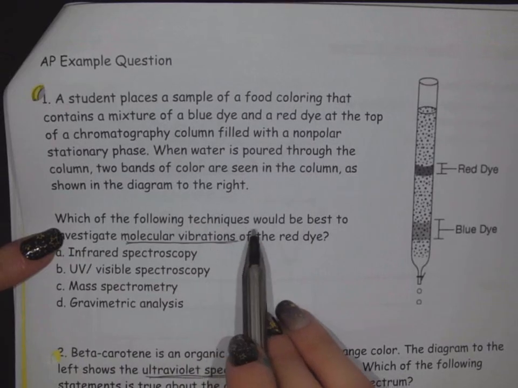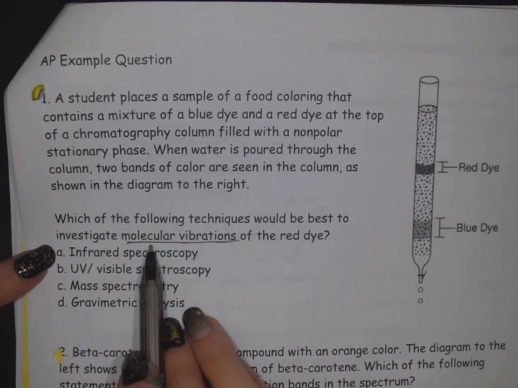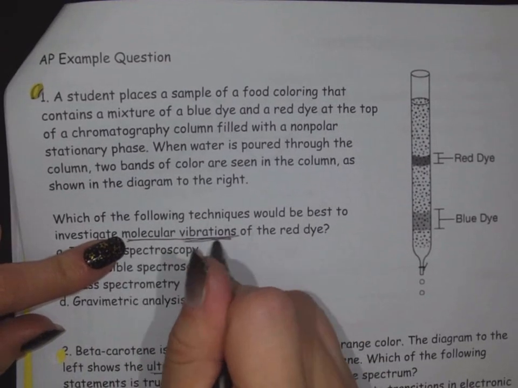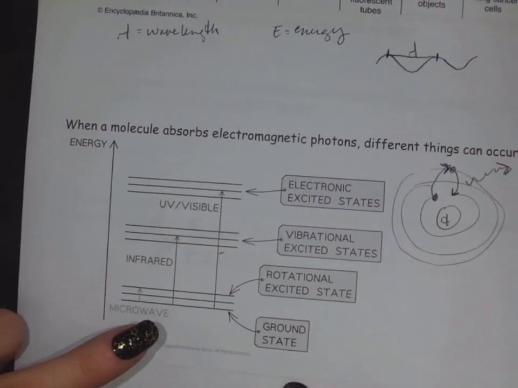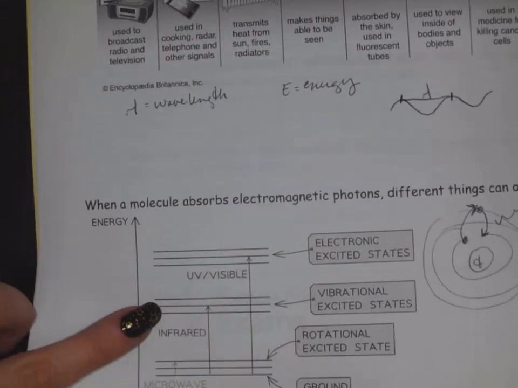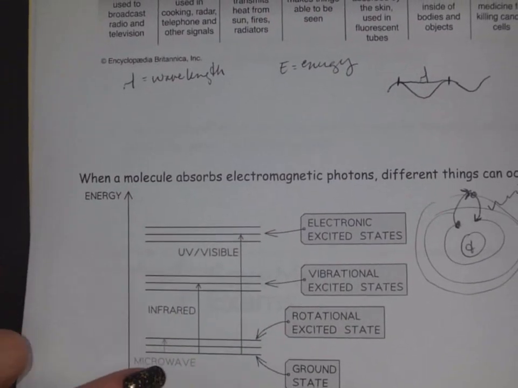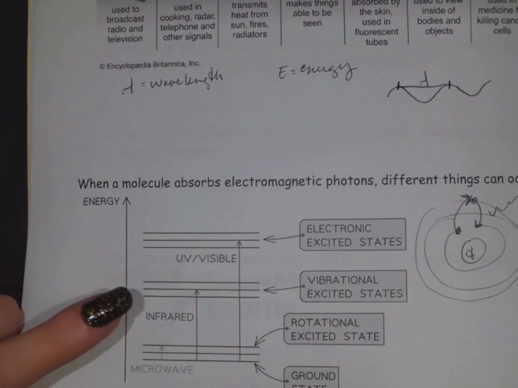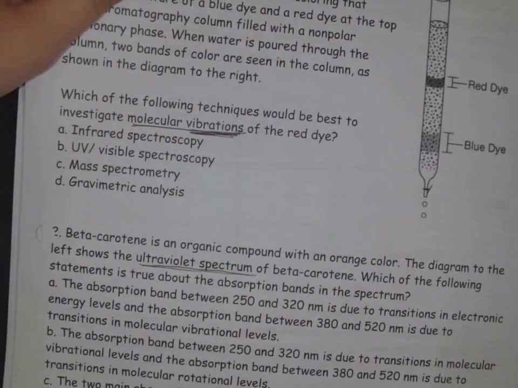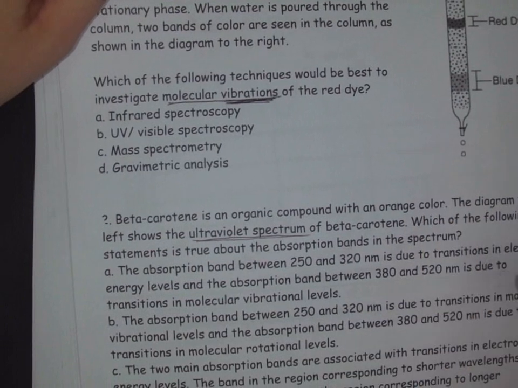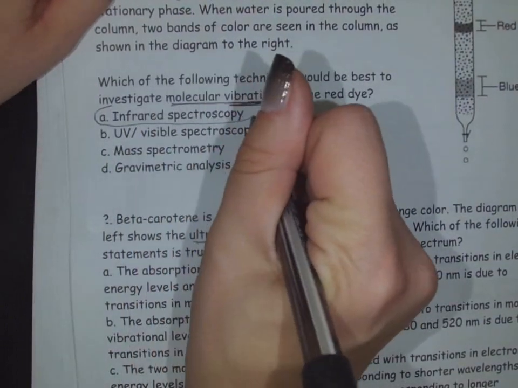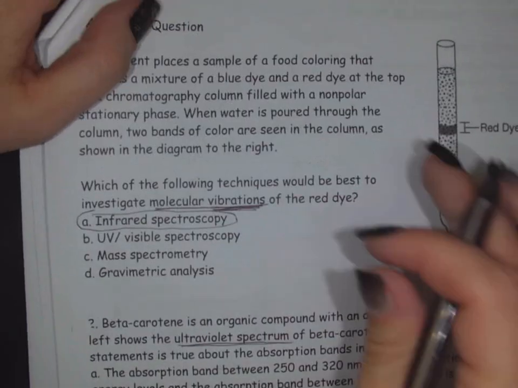Which of the following techniques would be best to investigate molecular vibrations? Oh, wait, vibrations? That's microwave. Oh, sorry, I pointed to the wrong one. That's infrared. Okay, so rotational is microwave. That's infrared. All right. Oh, answer option A, infrared, right there. Done, answered. I didn't need this.